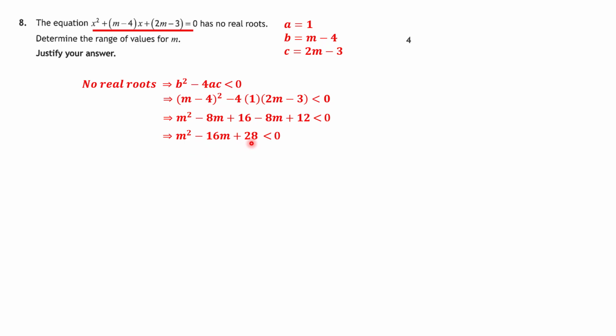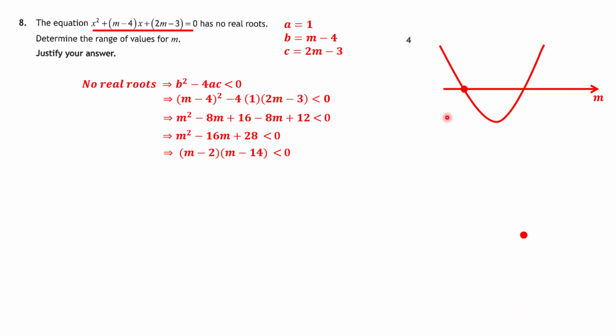Now we want to factorise this if we can. We want two numbers that multiply to give positive 28 and add together to give negative 16. And there they are, negative 2 and negative 14. Now this is a positive m squared, so we can draw a graph that looks like this. We draw on the x-axis. In this case it's the m-axis because the values are m. We've got m equal to 2 and m equal to 14 as the roots. So there's your two roots.